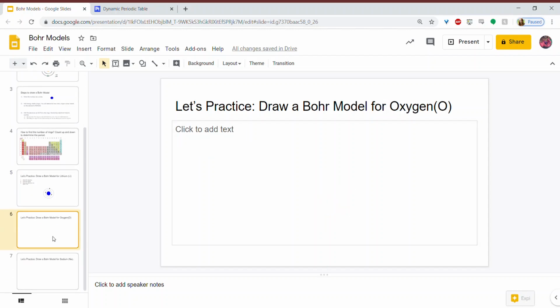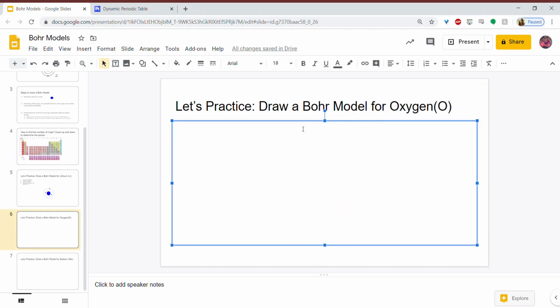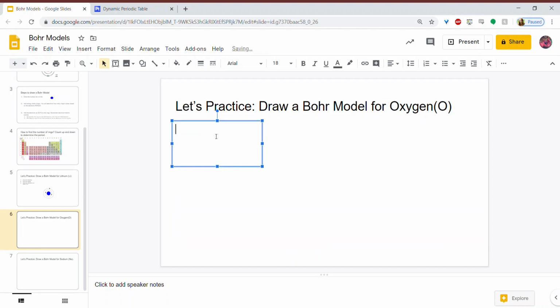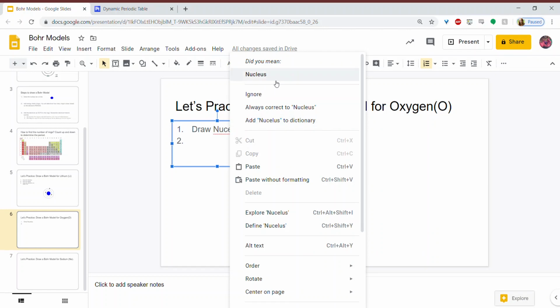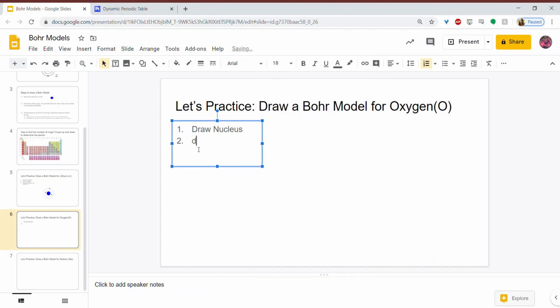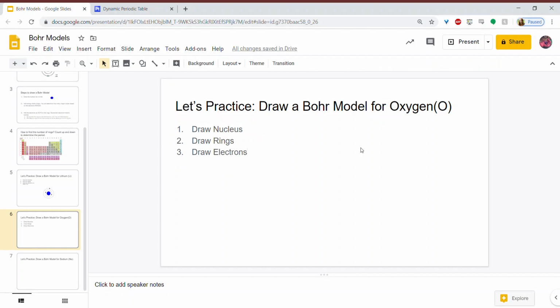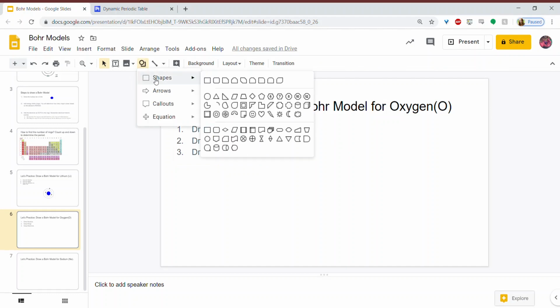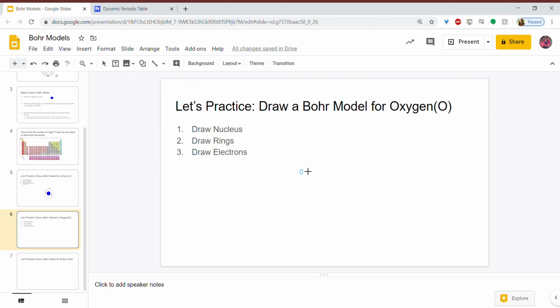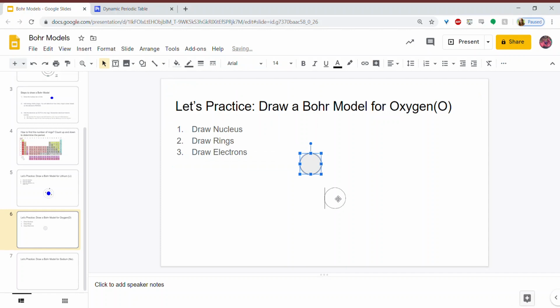Alright, let's do it again. Draw the Bohr model for oxygen. What are my steps? Step 1, draw a nucleus. Step 2, draw rings. Step 3, draw electrons. Okay, got my steps. Let's start with a nucleus. Just going to do a little circle. Leave it as gray, I guess.